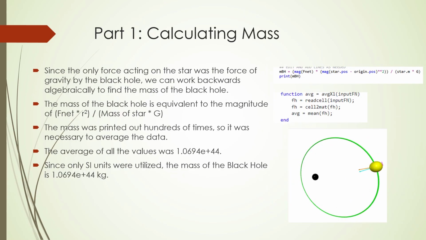So since the only force acting on the star was the force of gravity by the black hole, we can work backwards and algebraically find the mass of the black hole based on the force of gravity. So the mass of the black hole is the magnitude of F net times r squared divided by the mass of the star times the gravitational constant. And then it printed out this mass every time it iterated through that while loop, so hundreds of times. And this data was averaged out to the number below, and then the mass of the black hole based on that data is 1.0694 times 10 to the 44 kilograms.